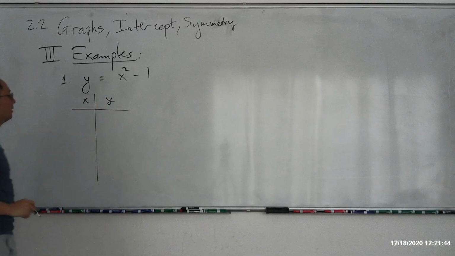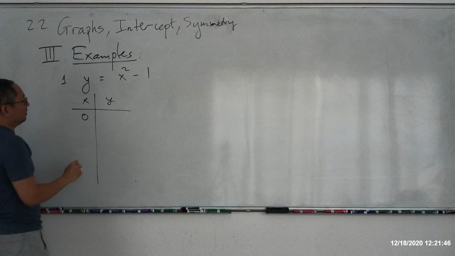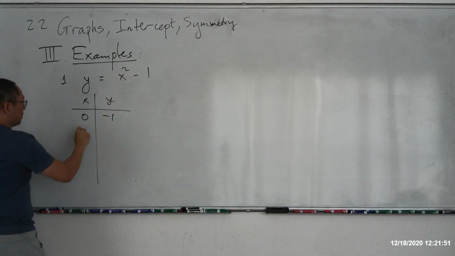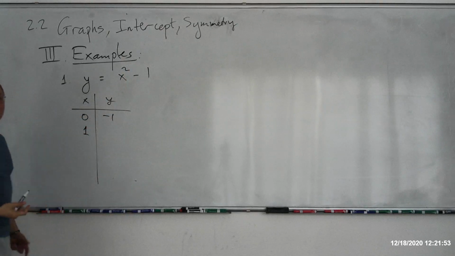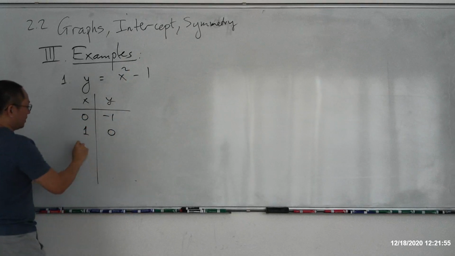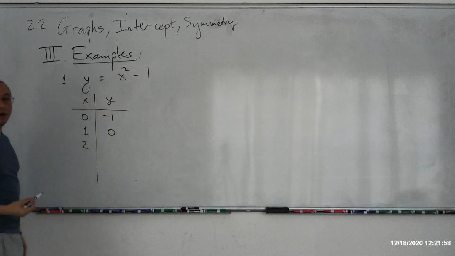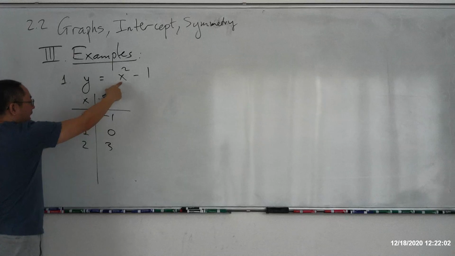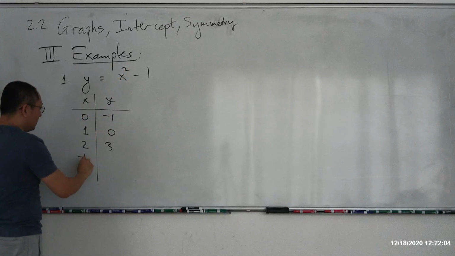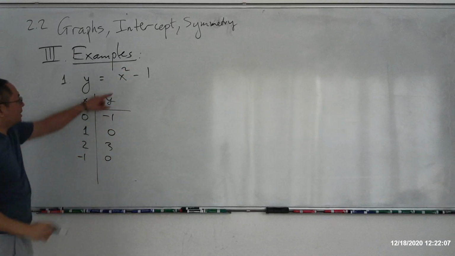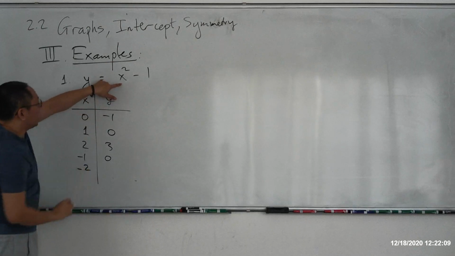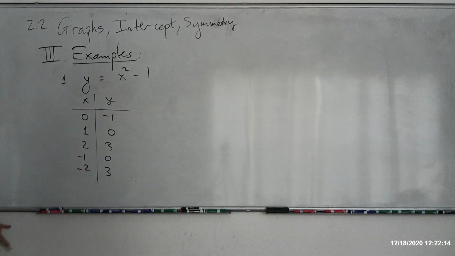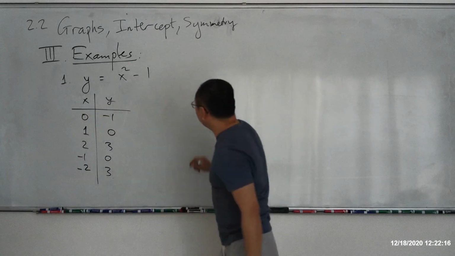X, y. Plug in x equal to 0. I have y equal to 0 squared minus 1, which is negative 1. Plug in x equal to 1. 1 squared is 1, minus 1 is 0. X equal to 2. 2 squared is 4, 4 minus 1 is 3. X equal to negative 1. Negative 1 squared now becomes 1, 1 minus 1 is 0. X equal to negative 2. Negative 2 squared is 4, 4 minus 1 is 3. And of course you can plug in more points, but let me just do 5 points right there.